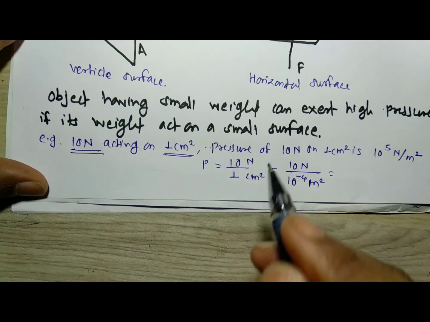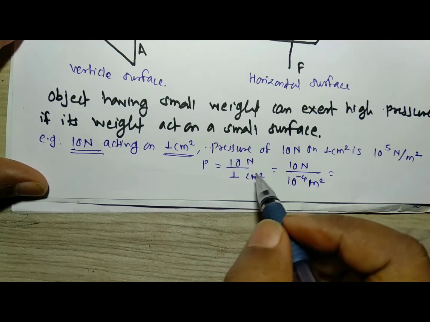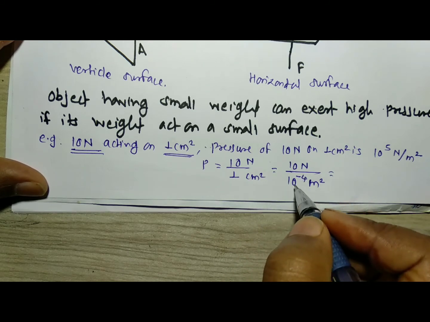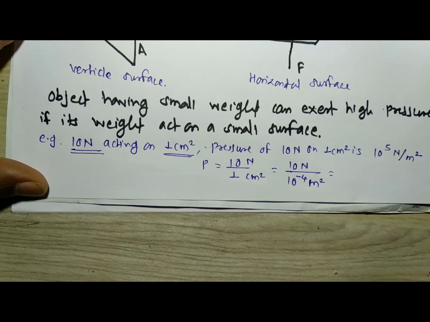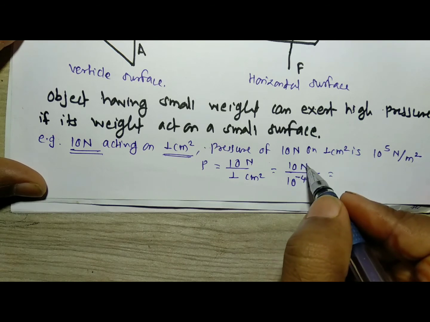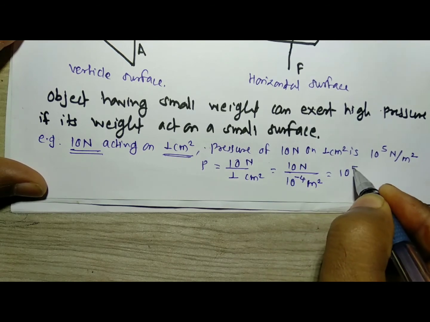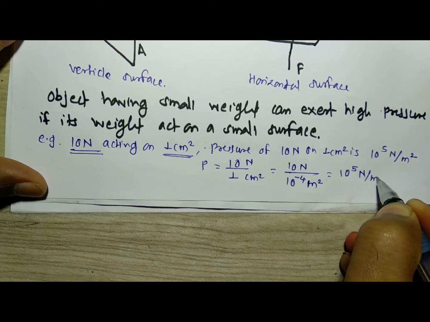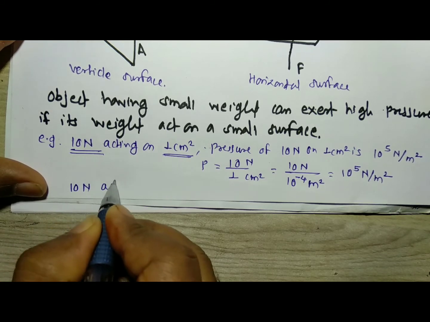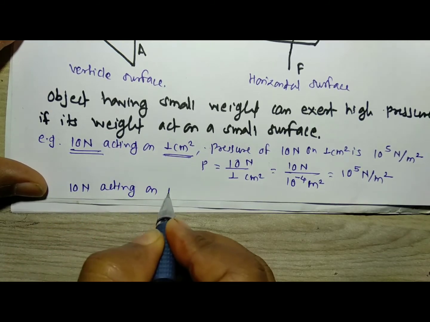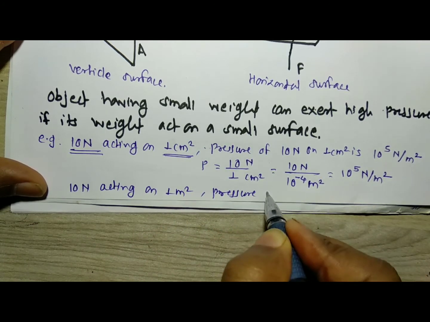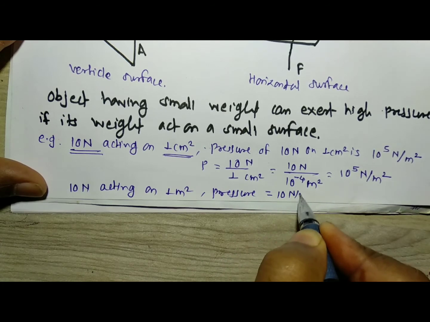You can move in two places, and therefore 10 raised to minus 2 meter is 1 centimeter, and here is a square, and therefore 10 raised to minus 4 meter square is here. This 10 raised to minus 4 is taken in the numerator. At that time you will get 10 raised to 5 Newton per meter square. Similarly, if 10 Newton acts on 1 meter square, then pressure is equal to 10 Newton per meter square.